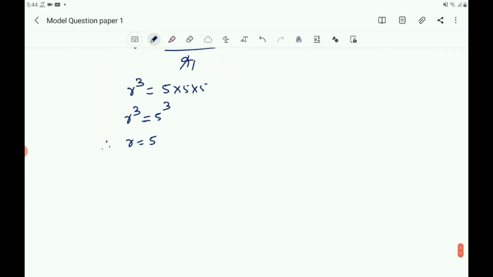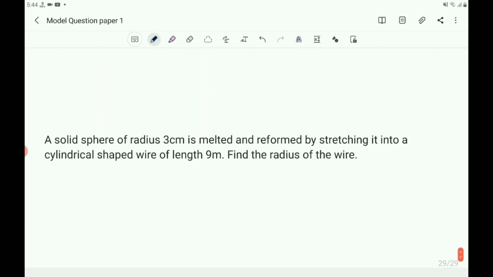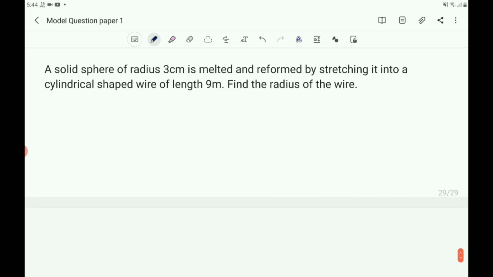Now, let us take the next question. A solid sphere of radius 3 cm is melted and reformed by stretching it into a cylindrical shaped wire of length 9 meter. Find the radius of the wire. Originally, it is a sphere of radius 3 cm and it is melted and reformed in the form of wire of length 9 meter. Find the radius of the wire.